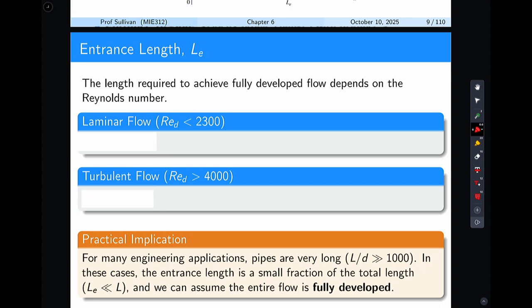So the entrance length, L over D. So again, another dimensional group that you've already calculated when you looked at all of these different cases. If you have a Reynolds number based on diameter, you'd have a L over D that's about 0.06 Reynolds number for laminar flows.